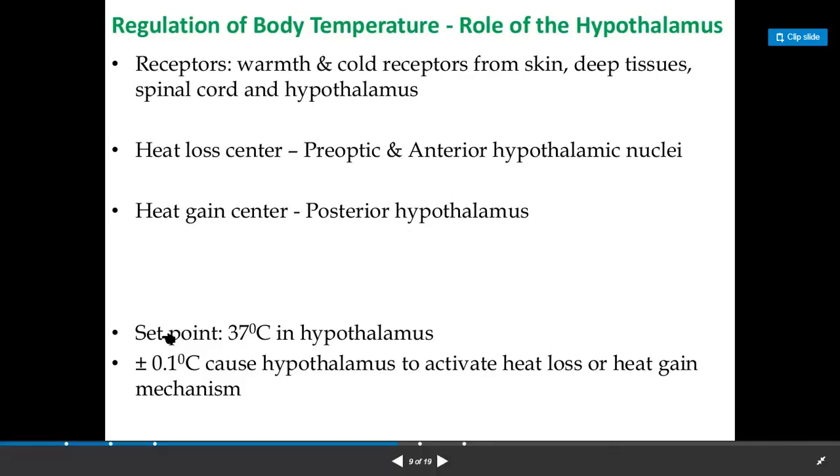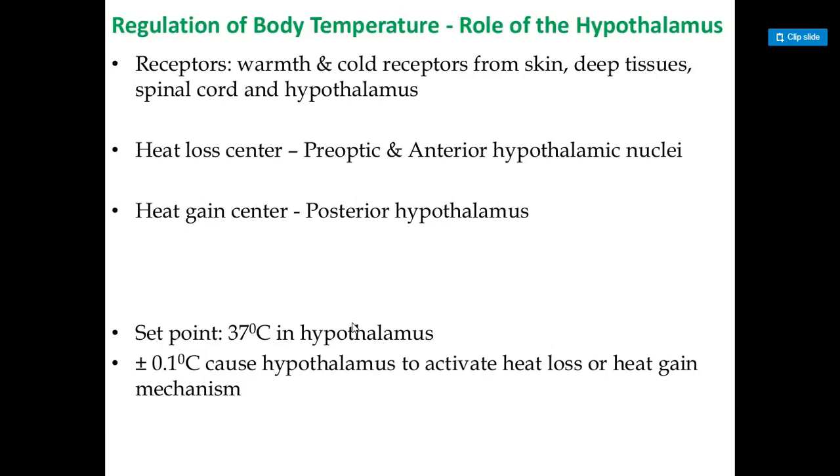Now, so what is the set point? The set point of your body temperature is a temperature level that the hypothalamus sets, and all metabolic activities must be in such a way as to maintain that steady temperature. And we have said that the normal temperature is 37 degrees. So that is the set point of the temperature. And it is the hypothalamus that makes sure that that set point is maintained.